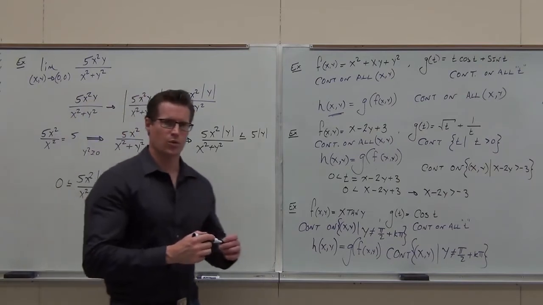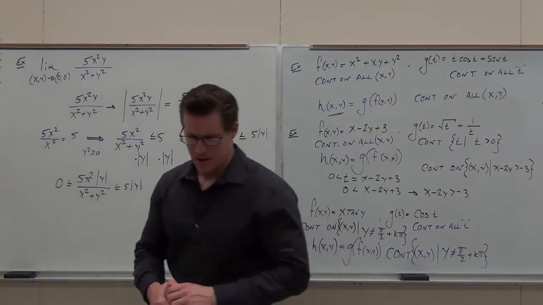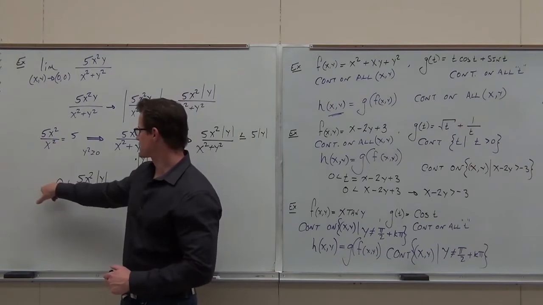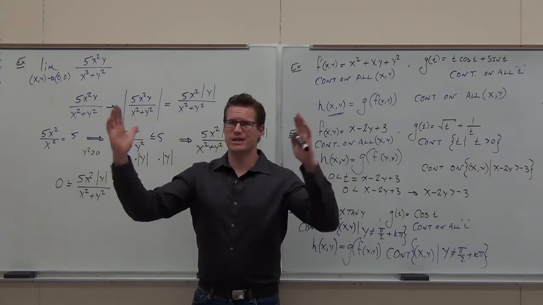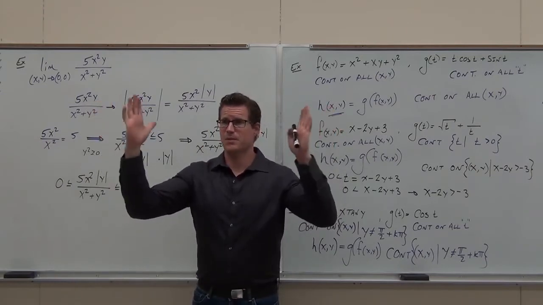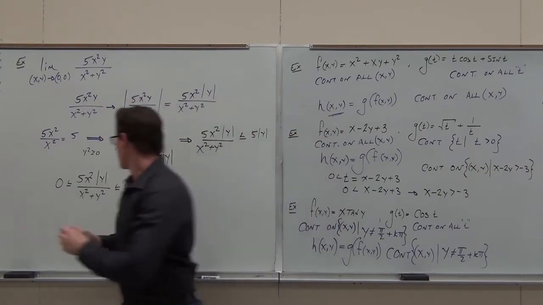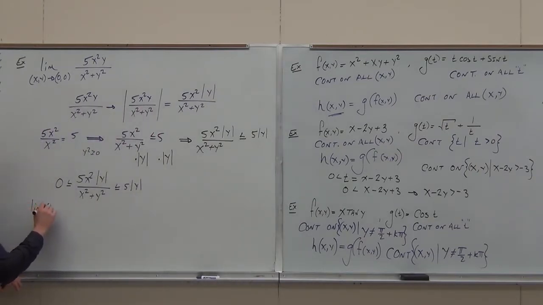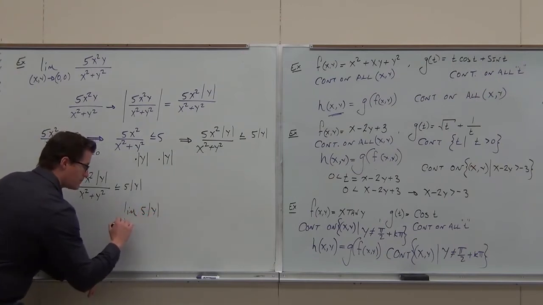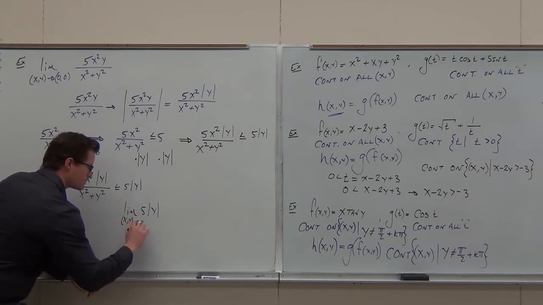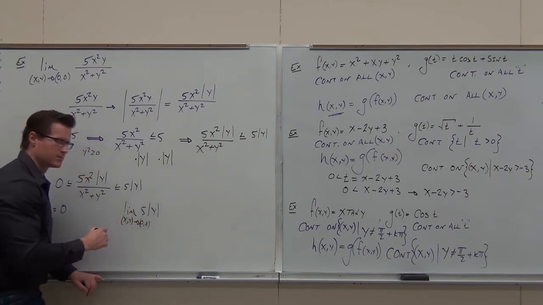How the squeeze theorem works is this. It says if you take the limit of this and you take the limit of this and they go to the same number, the thing squeezed, or sandwiched between them, some people call it the sandwich theorem, has to go to the same value. What's the limit of 0 as (x, y) approaches (0, 0)? 0. And what's the limit of 5 absolute value of y as (x, y) approaches (0, 0)? Notice there's no x, but I don't even care. What's it go to?